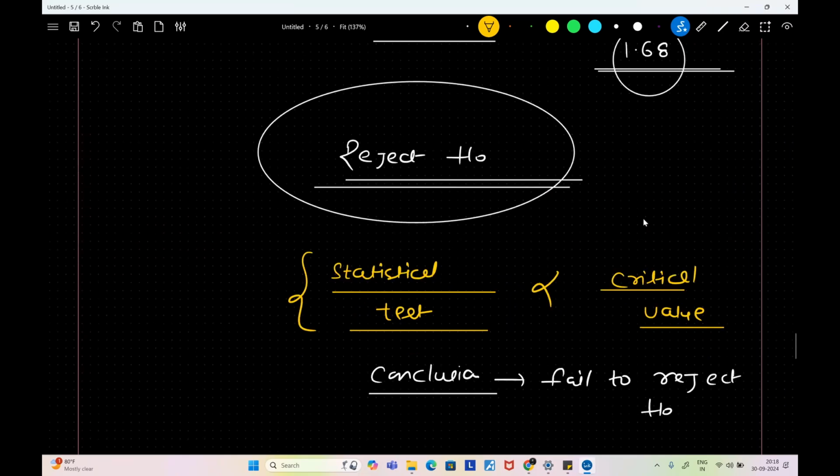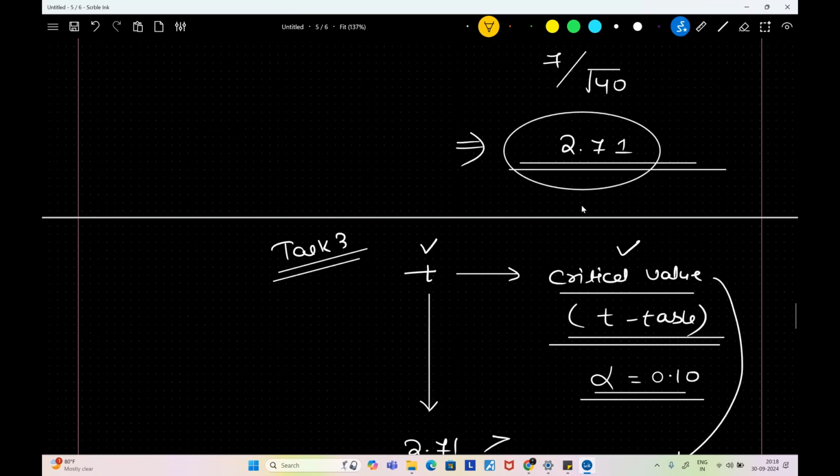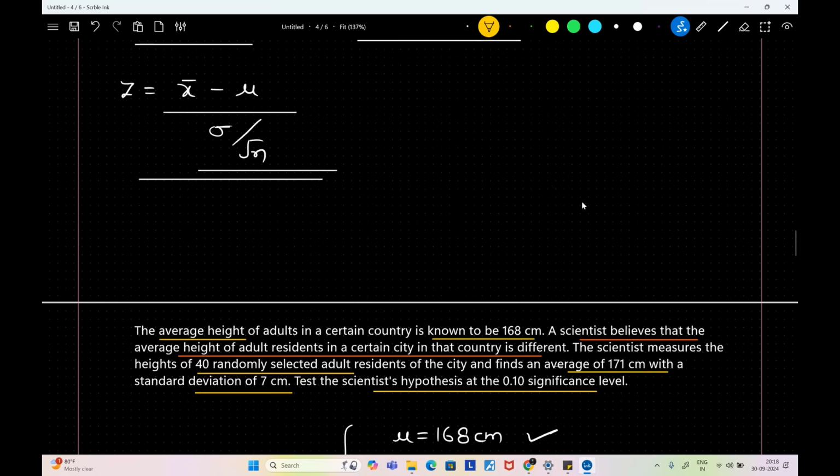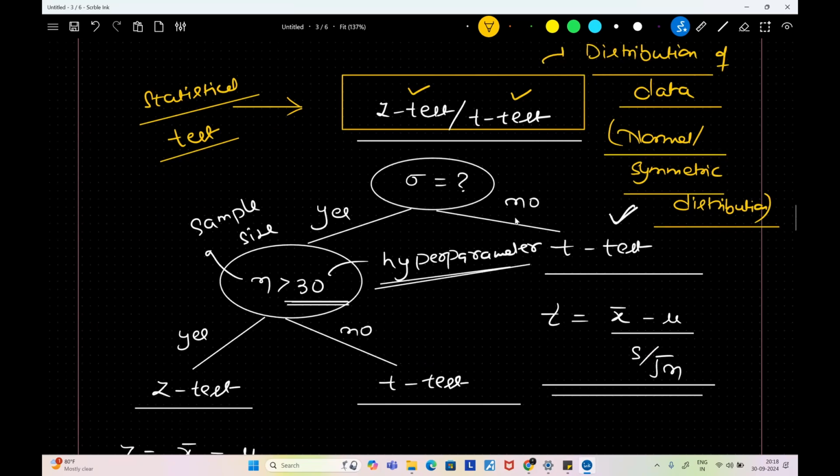Yes, ma'am. Ask me any questions if you have. I have a question. Yeah, please. Z test and T test. We have to use the T test when the sample size is less than 30. So what changes in the formula because of that?